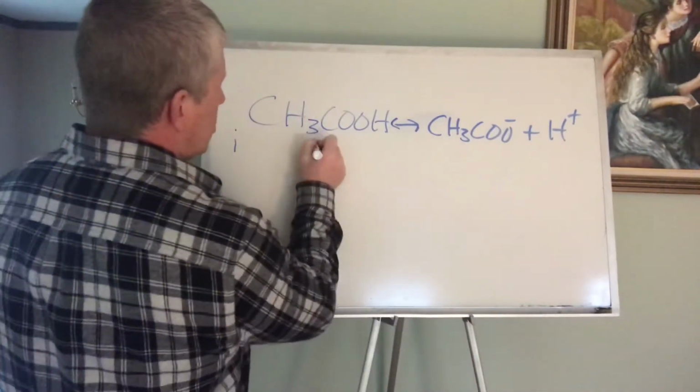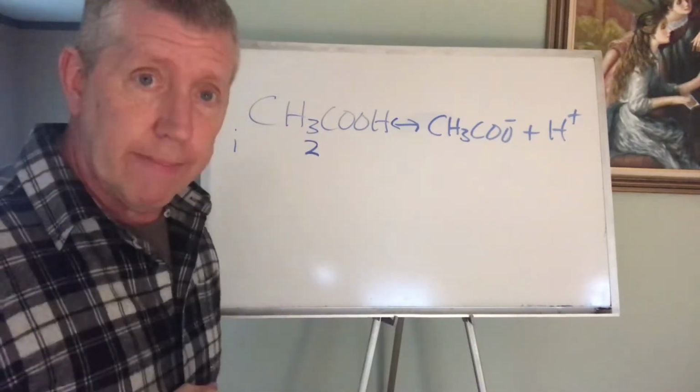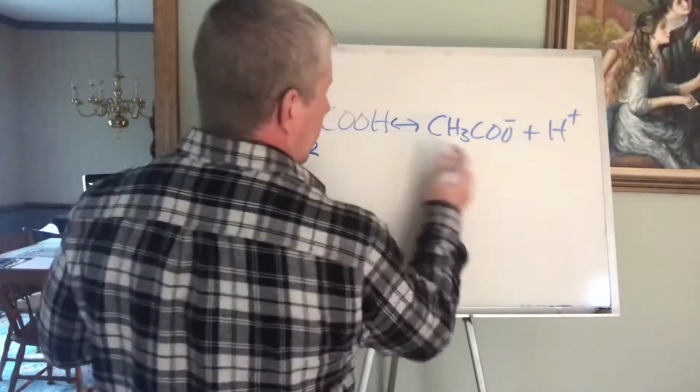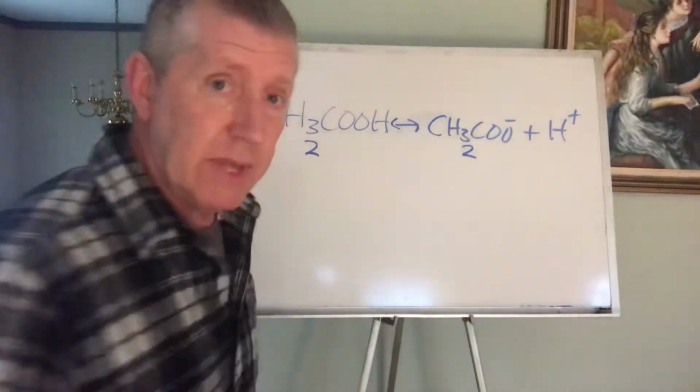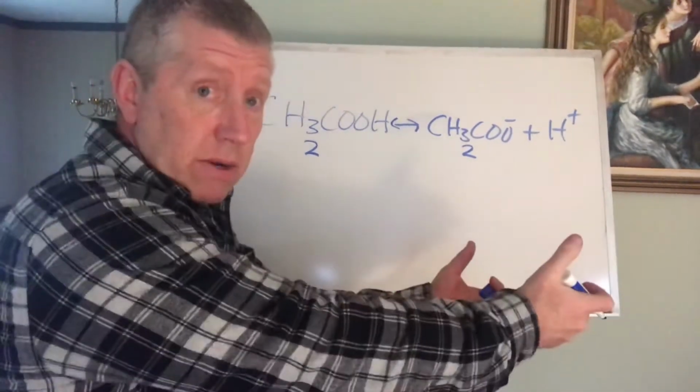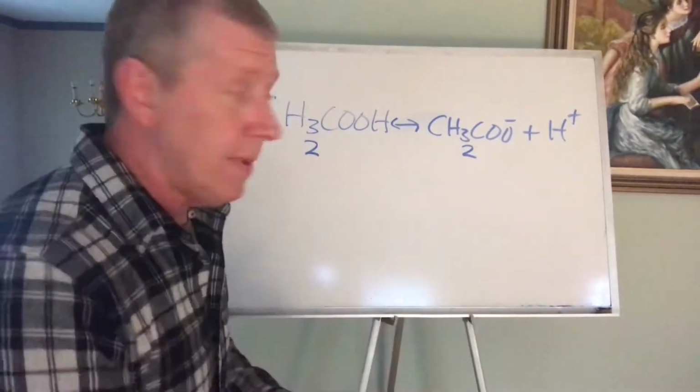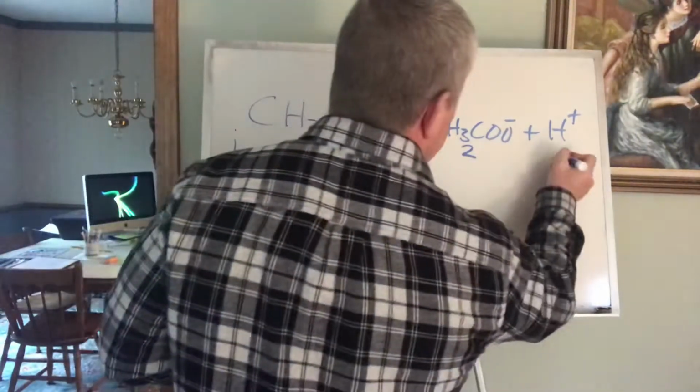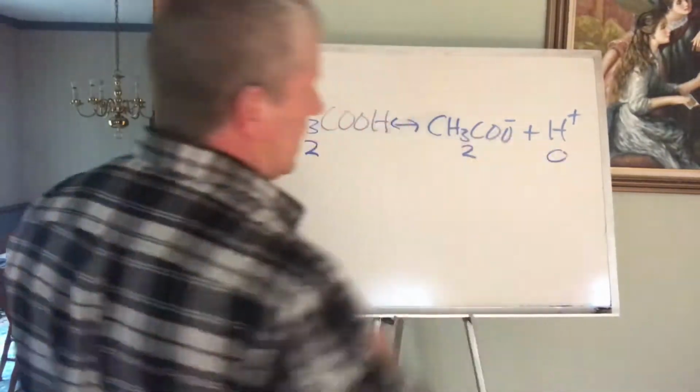Initially, I have 2 molar of my weak acid. And here I have 2 molar of the acetate ion. We got that from adding the salt in. Okay, that's where the 2 molar came from. And at this point, this established equilibrium. I don't have any of this yet.